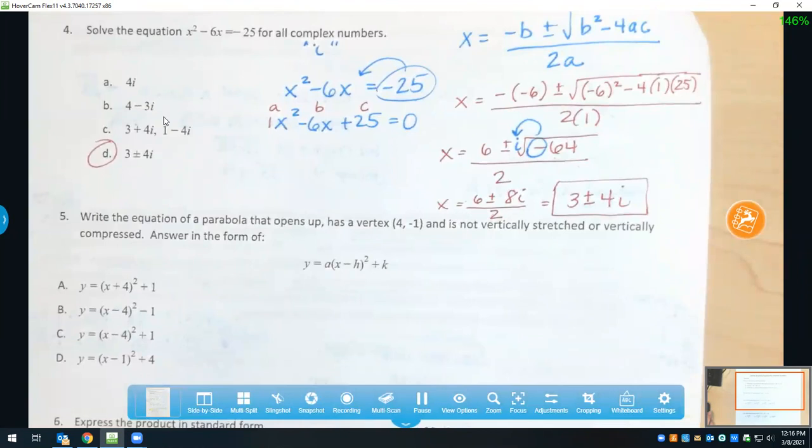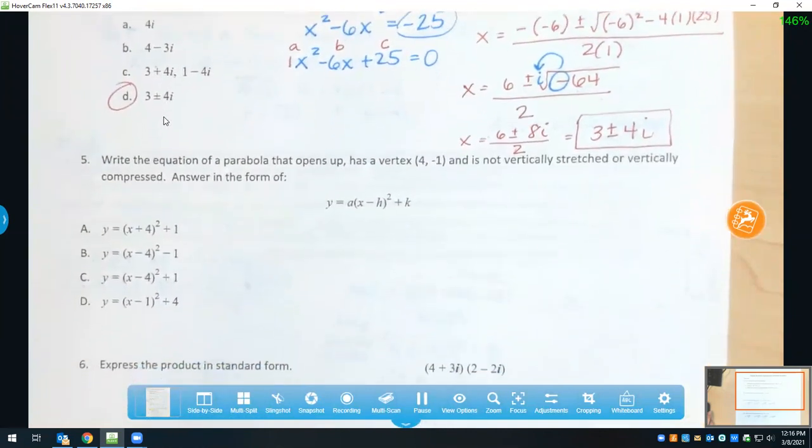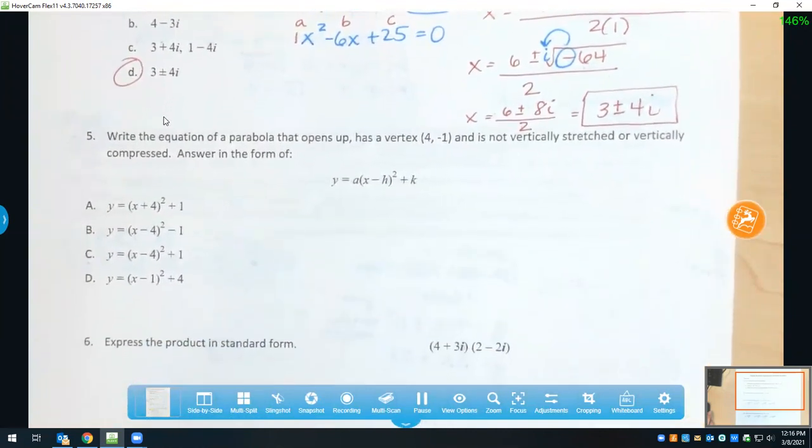Okay, so questions on that one? And it's been a little while since we dealt with the i. What are y'all thinking on this one?